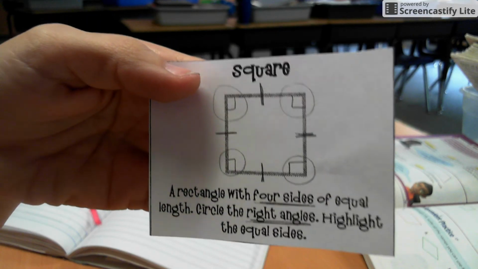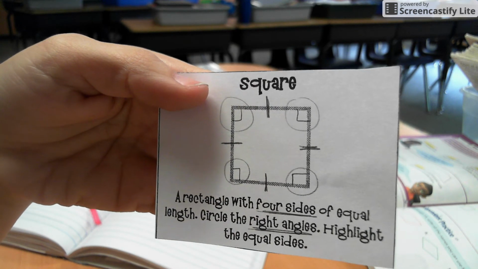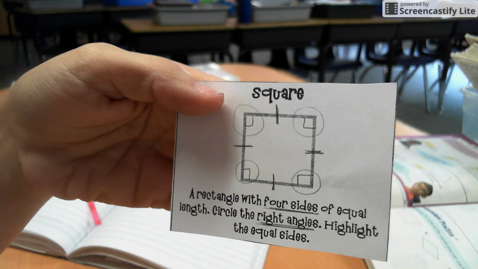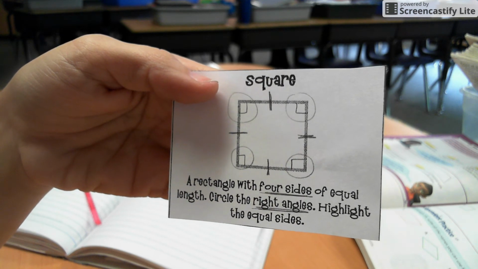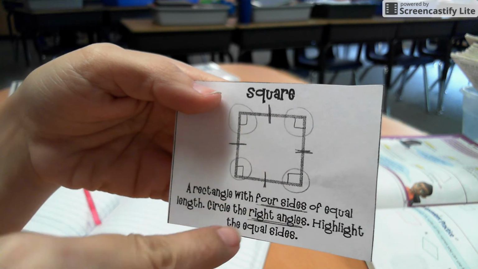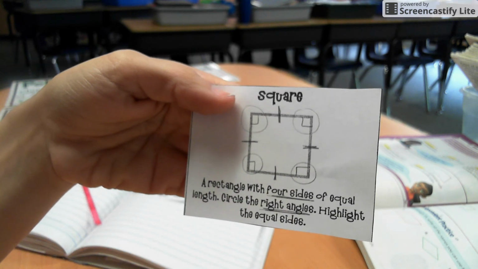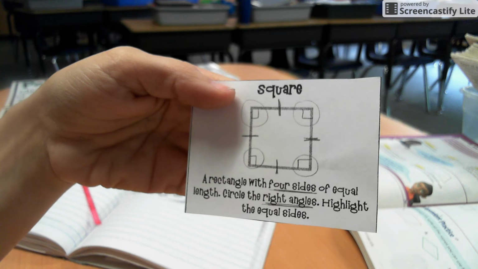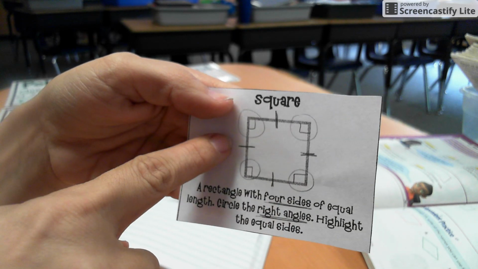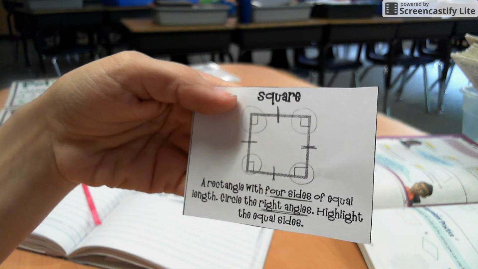All right, so for square, it says a square is a rectangle. So a square is a type of rectangle. It has four sides of equal length. And it has four right angles. So each one of these makes a perfect square. So it says circle the right angles. So I made the right angles. You're going to circle those. And then it says highlight the equal sides. We're not going to highlight them. We're just going to make the lines that this one is the same as this one, which is the same as this one, and the same as this one. They're all the same.